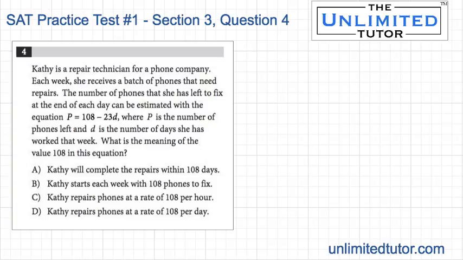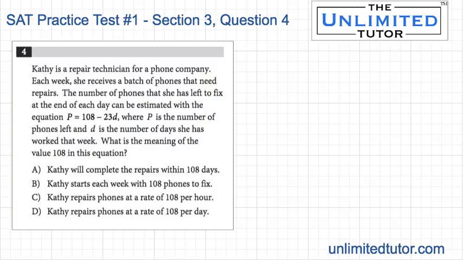We're working on SAT practice test number 1, section 3, question 4. I've got another word problem. I like this one. Kathy is a repair technician for a phone company. Each week she receives a batch of phones that need repairs. The number of phones that she has left to fix at the end of each day can be estimated with the equation P equals 108 minus 23D, where P is the number of phones left and D is the number of days she has worked that week. What is the meaning of the value 108 in this equation?